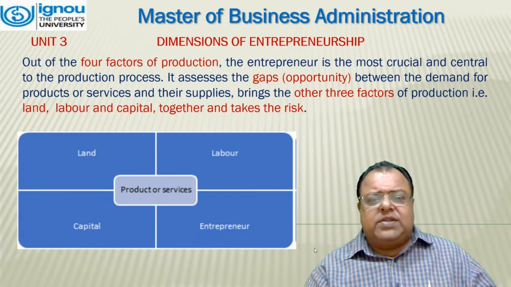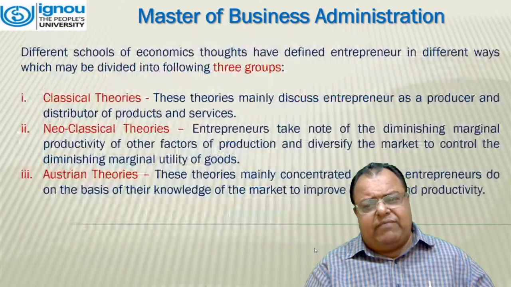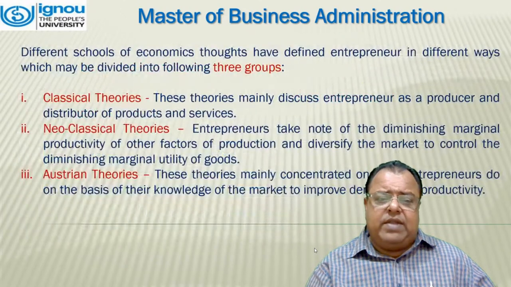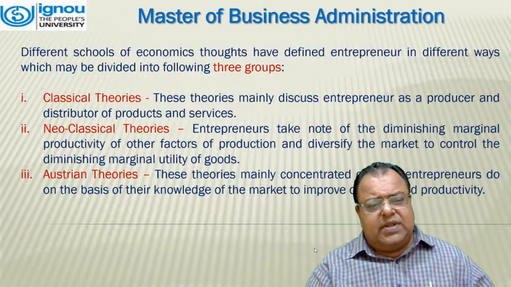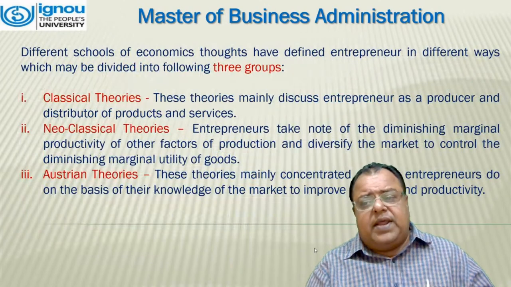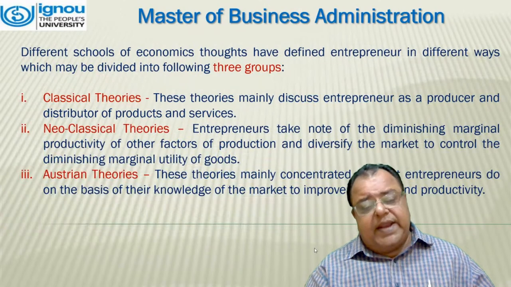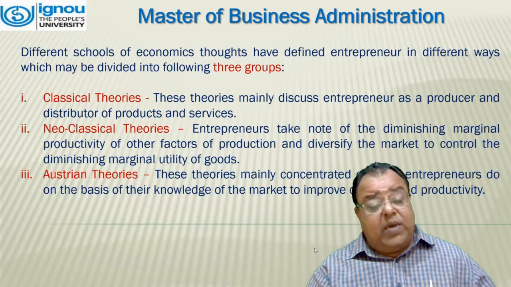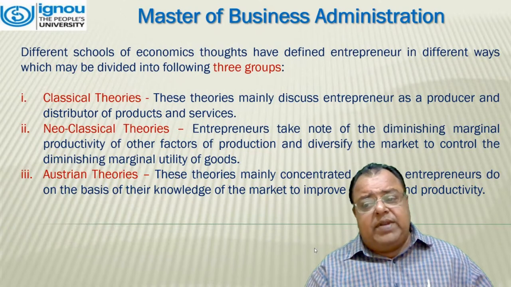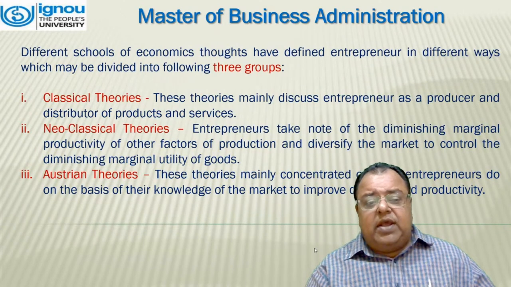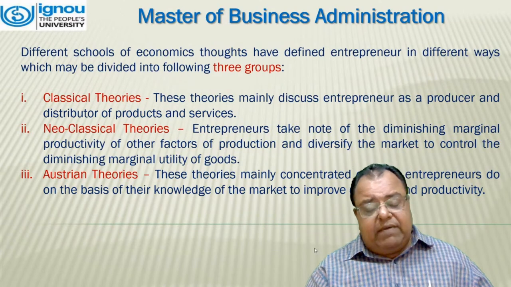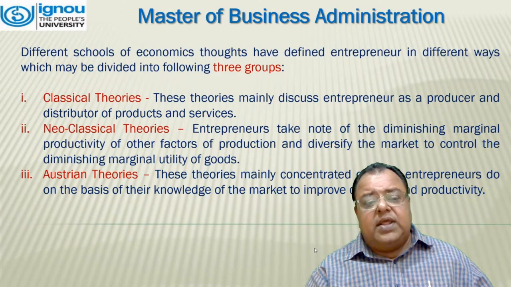Different schools of economics have different thoughts and have defined entrepreneurs in different ways, which can be divided into the following three groups. That is the classical theories. These theories mainly discuss the entrepreneur as a producer and distributor of products and services. The second one is neoclassical theories, where entrepreneurs take note of the diminishing marginal productivity of other factors of production and diversify the market to control the diminishing marginal utility of goods.